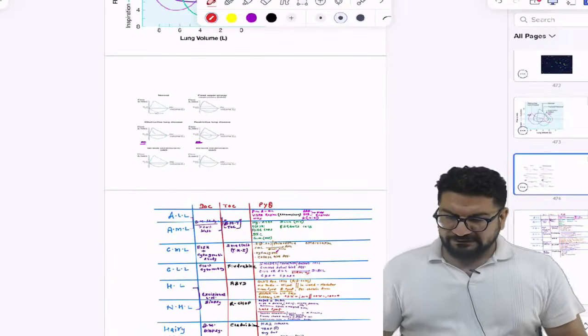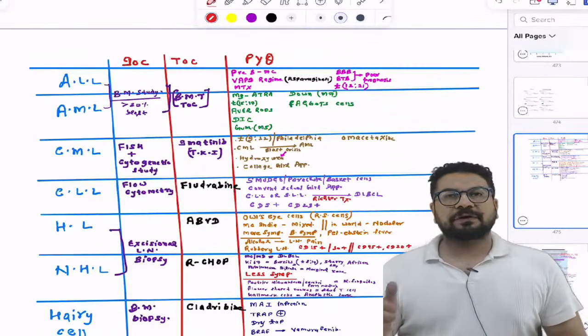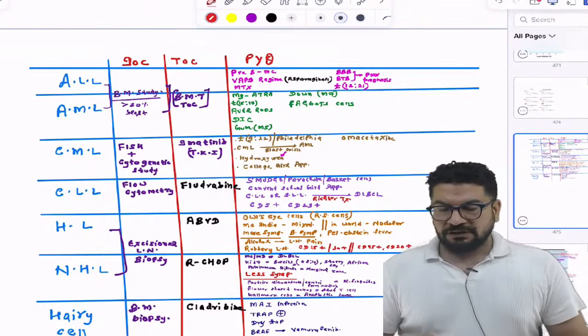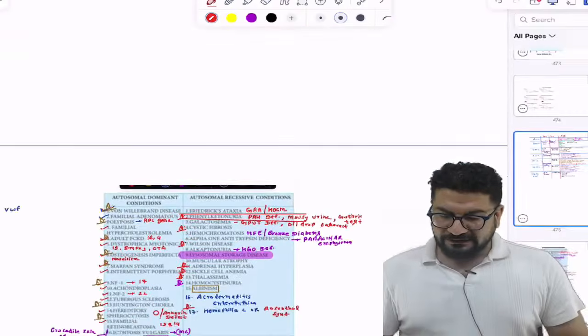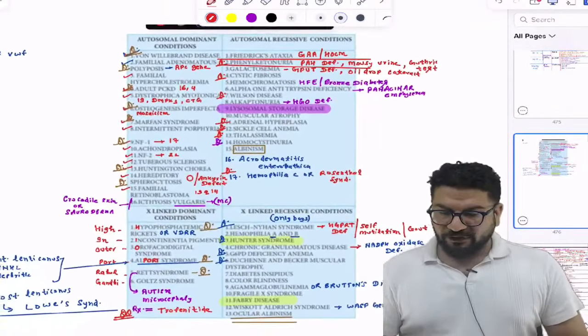Okay, so I have summarized these three tables in front of you. First is the table of leukemia, which you can see. PYQs, meaning questions which came in exam. So सारे question भी इसमें add हैं. Then second is a table of autosomal dominant, autosomal recessive.